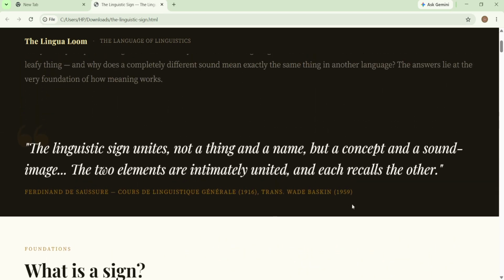The linguistic sign unites not a thing and a name, but a concept and the sound image. The two elements are intimately united, and each recalls the other. This is from Ferdinand de Saussure, Course in General Linguistics.